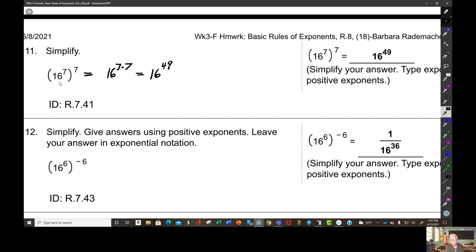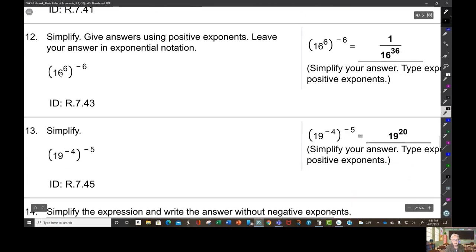Here's the rule. When you have a base raised to an exponent, and then you raise the whole thing to an exponent, you multiply the exponents. So here's a base raised to a power and then raised to a power again. You multiply the powers. 6 times negative 6 is going to be 16 to the negative 36. Which is understood to be over 1, excuse me, 1 over 16 to the 36th power.